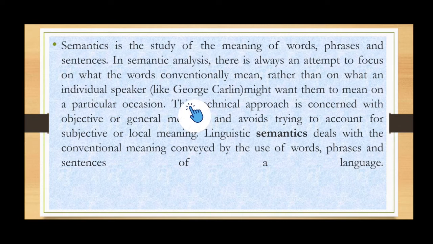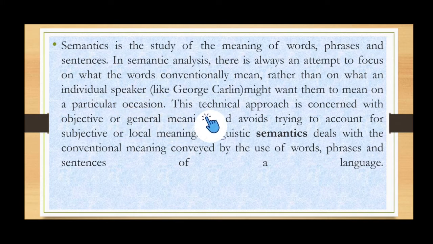The conventional meaning of words is the meaning given to words conventionally, and we can also call it literal meaning or dictionary meaning. On the other hand, speaker meaning is the meaning given to words by a speaker on a particular occasion or in a particular context. So semantics is usually concerned with the meaning of words conventionally rather than the meaning given by a speaker on a particular occasion or in a particular context.